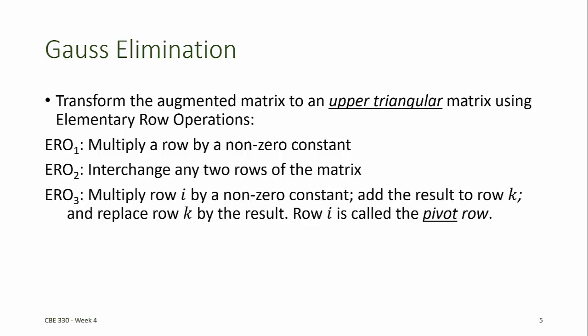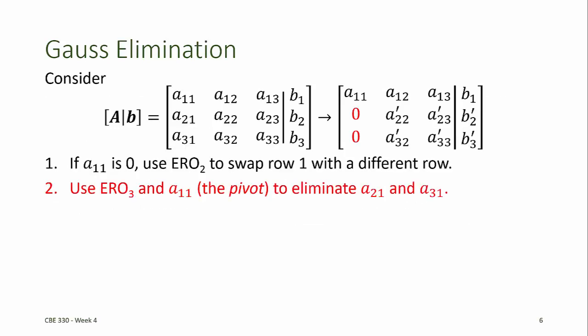When doing ERO3, the row that we multiply and add is called the pivot row. To perform Gauss elimination, we convert the augmented matrix to an upper triangular matrix by eliminating all of the non-zero elements below the first row in the first column, all of the non-zero elements below the second row in the second column, and all of the non-zero elements below the third row in the third column. That is, all of the elements below the diagonal of the matrix.